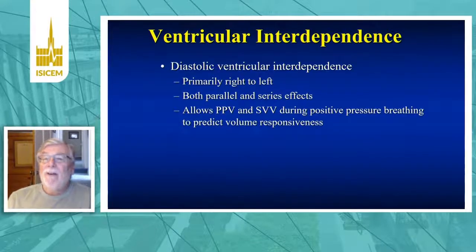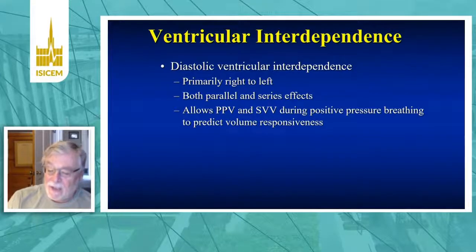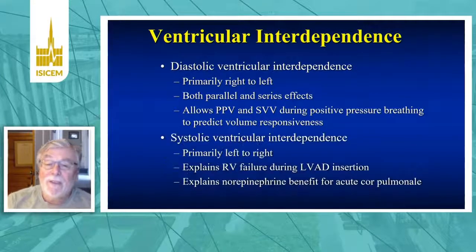So, ventricular interdependence. Diastolic ventricular interdependence is primarily from the right to the left because as you increase left ventricular volumes, it doesn't affect the right ventricle very much. It has both parallel and series interactions, and it allows us to use pulse pressure variation and stroke volume variation during positive pressure ventilation to predict volume responsiveness.